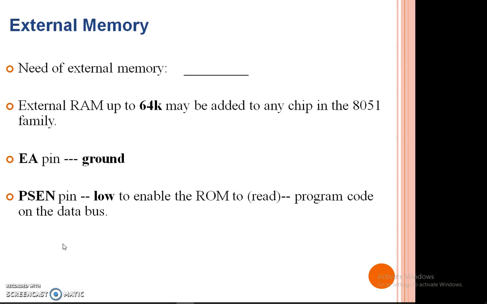Let us take one example. Example: 64K EPROM, nothing but ROM, read only memory, 16K EPROM and 8K RAM as an external memory you have to connect to the 8051. So you have to follow 4 steps. First step is, take the EA pin and ground it to enable the external memory.